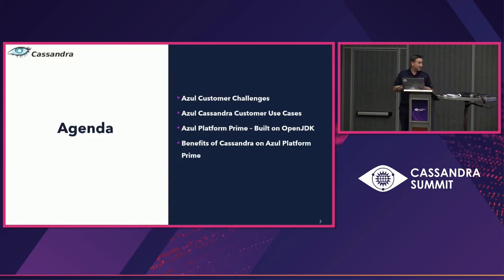Specifically, we'll talk about typical customer challenges that we're seeing when we're talking to our multitude of customers out in the industry that are tackling these use cases. We're also going to be looking at specific use cases, so not just customer challenges. We're also going to be learning about our solution to a lot of these problems, and we'll also see what type of benefits you can realize with Cassandra running on the Azul platform.